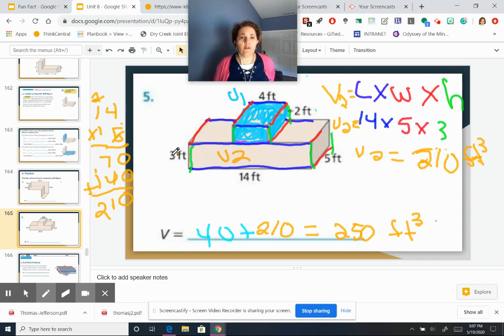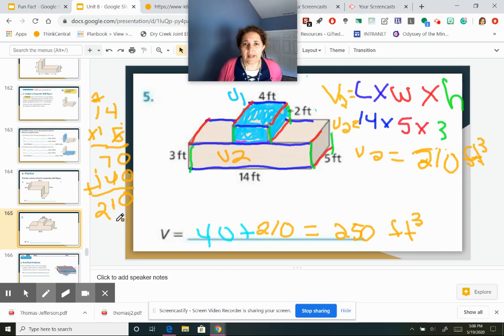So I did 14 times 15. 5 times 4 is 20. Carry my 2. 5 times 1 is 5 plus 2 is 7. I'm done with that, so I put a 0 in my placeholder. 1 times 4 is 4. 1 times 1 is 1. 0 plus 0 is 0. 7 plus 4 is 11. Carry my 1. 1 plus 1 is 2.